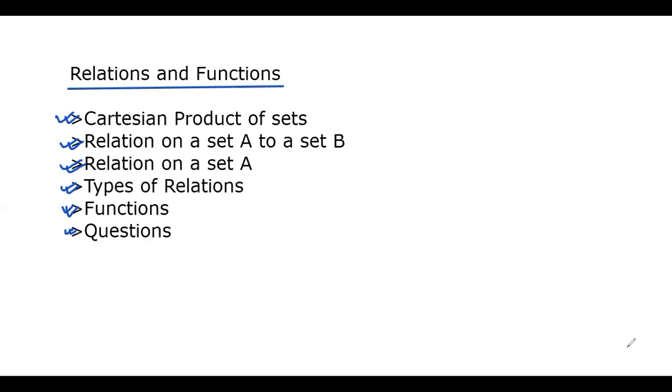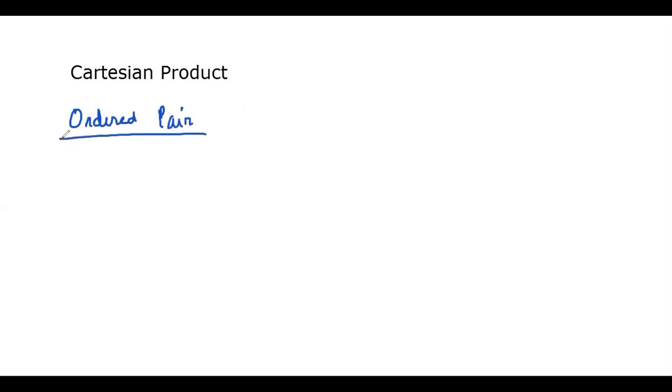The very first thing is Cartesian product of sets. So I type the heading here. Cartesian product is what we are going to start with. But before Cartesian product, we have to know one more thing, something called ordered pair. Now, what exactly is an ordered pair?